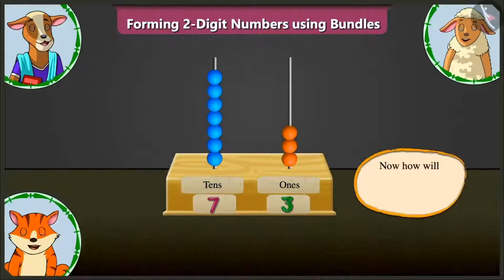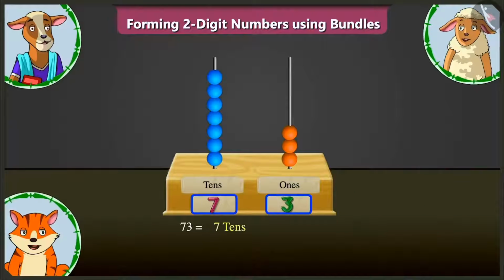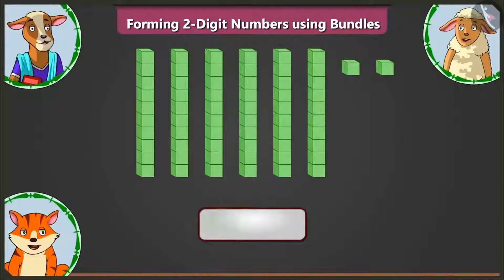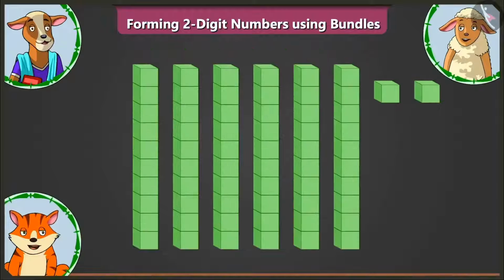Absolutely correct. Now how will you expand 73 into two parts? 73 means 7 tens and 3 ones, meaning its two parts will be 70 and 3. Well done. Now let us look at the second example. Look, Billy, here we have to count one small block as 1. Now tell me, what number do all these blocks represent?